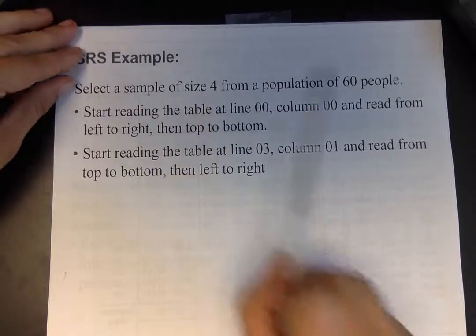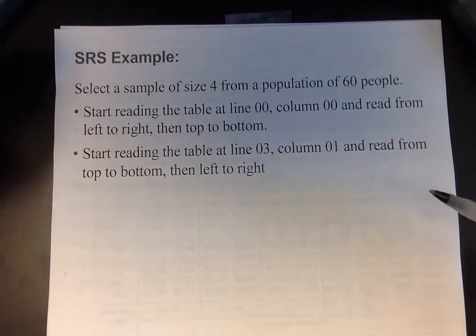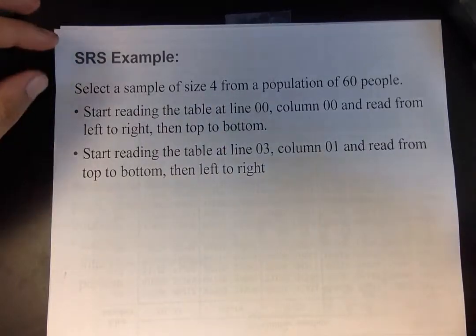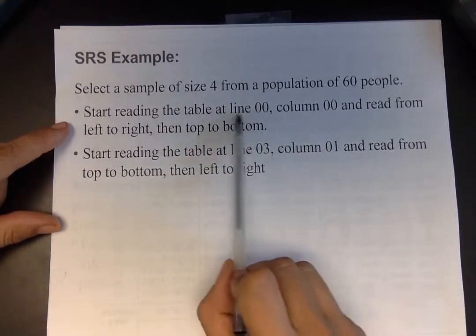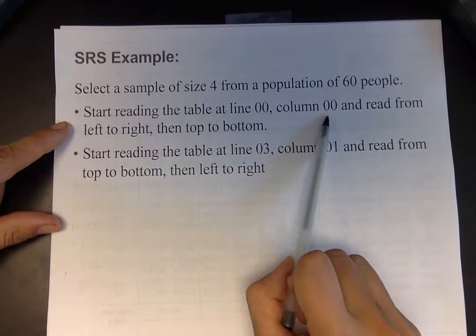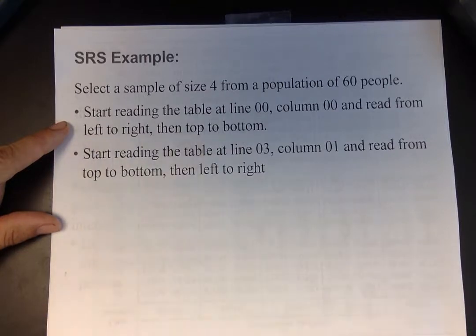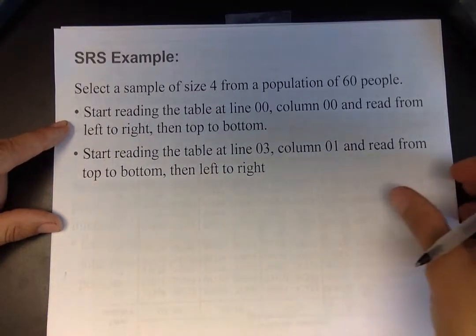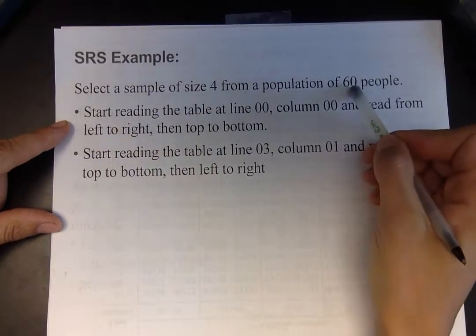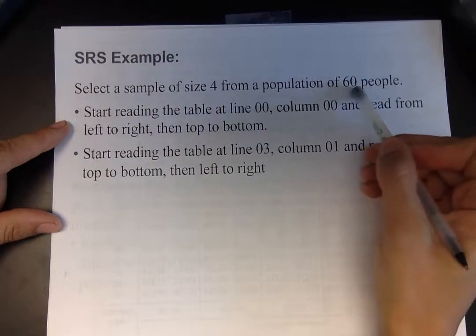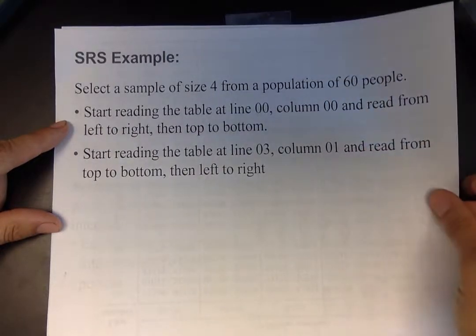a random number table. I have to first pick where I'm going to start on my random number table. So the first thing I'm going to do is let's just start at line 0, 0, column 0, 0, and I'll read from left to right and top to bottom. So let's do that. I have a population of 60 people, so I need to read off 2 digits at a time.